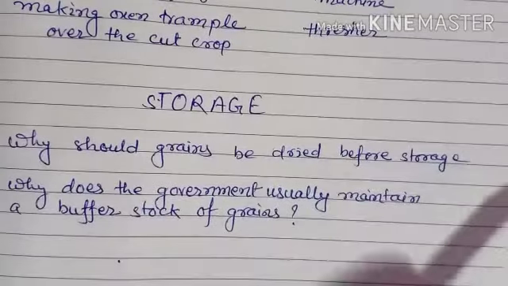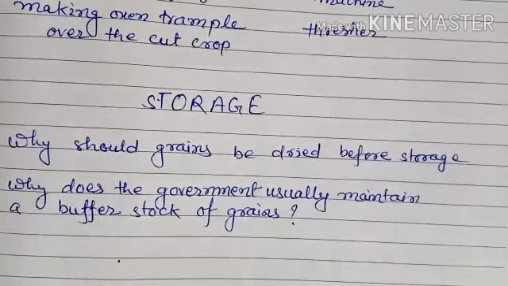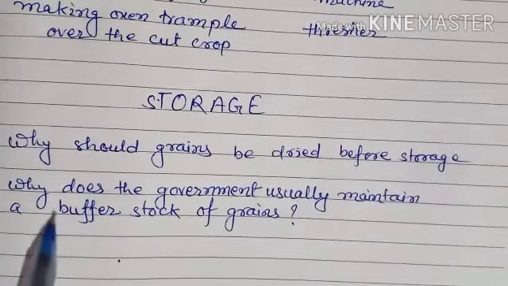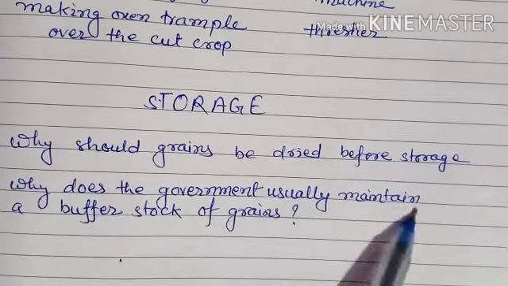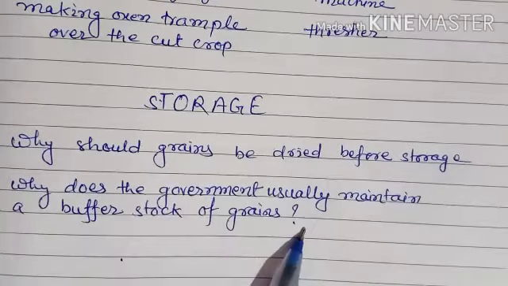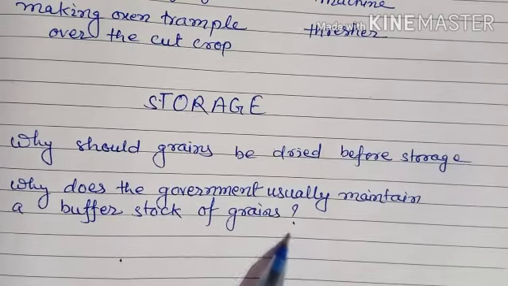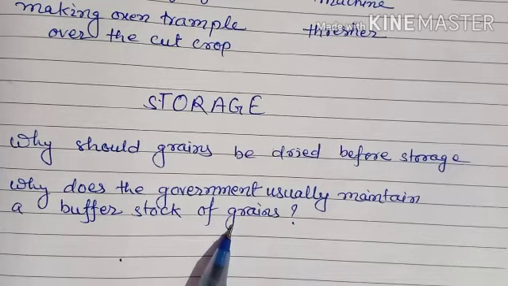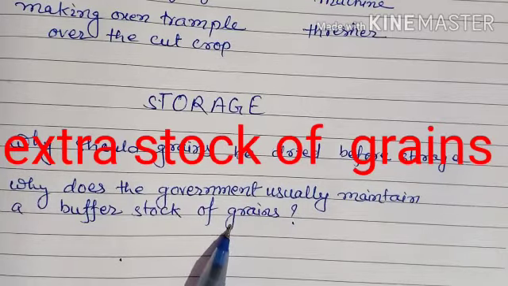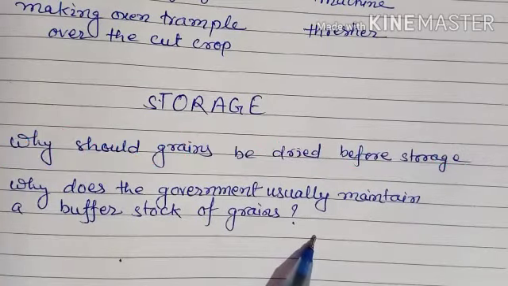Next question is, why does the government usually maintain a buffer stock of grains? First of all, students, what is buffer stock? An extra stock of grains is known as buffer stock. So why is it necessary for the government?